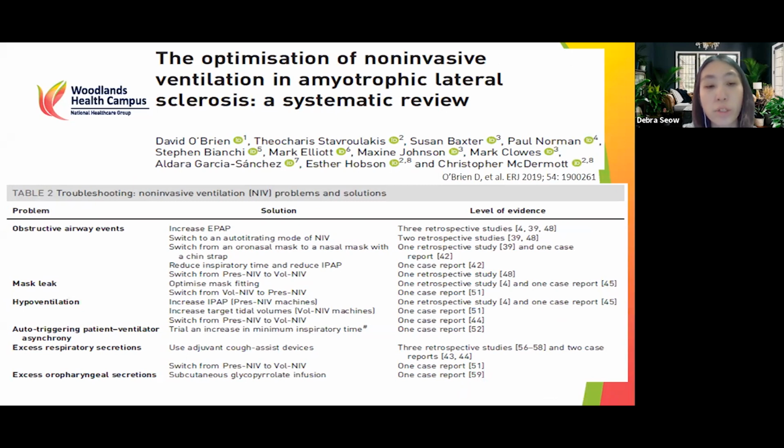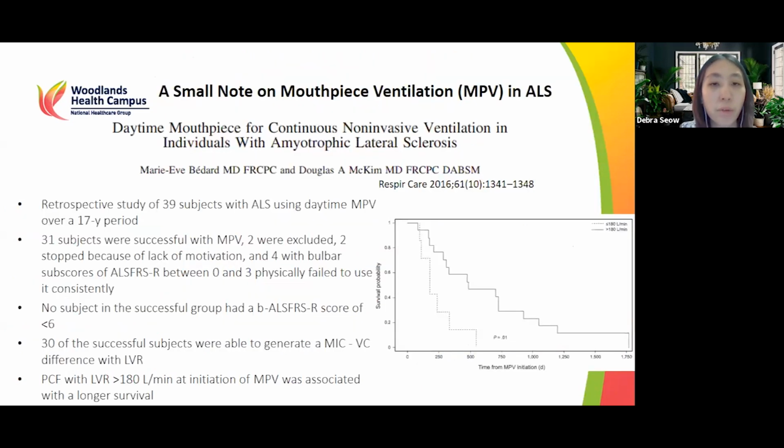And for excess oropharyngeal secretions, they use the sub-Q glycopyrrolate infusion, the study by Cooper Knock that I mentioned previously, whereby they gave 600 micrograms of sub-Q glycopyrrolate over 12 hours. So that's only case report evidence from what I can see so far. And of course, for the other problems and solutions, I won't touch on this because I think there will be a talk on NIV in ALS, but there were quite different types of evidence available, mainly retrospective.